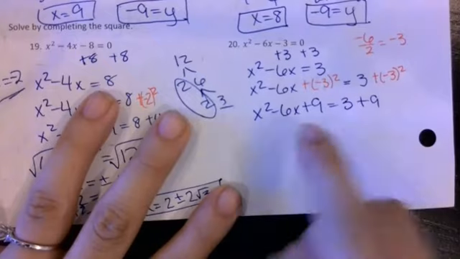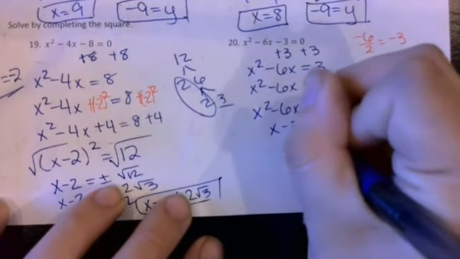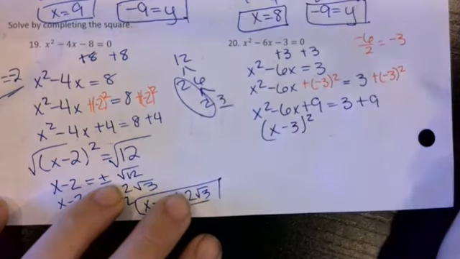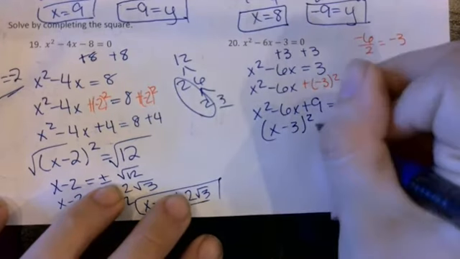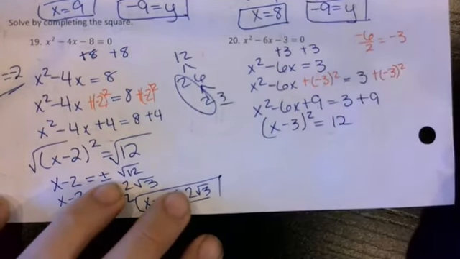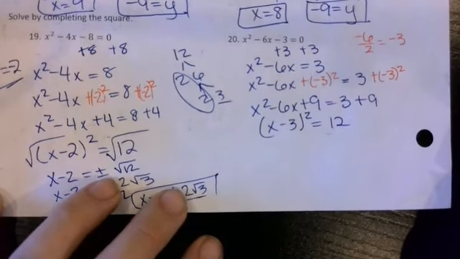On the left side, I want to factor. Negative 3 times negative 3 equals positive 9. Negative 3 plus negative 3 equals negative 6. And then I get 12 on the right side again. I don't know, 12 must have been my favorite number when I was making this.